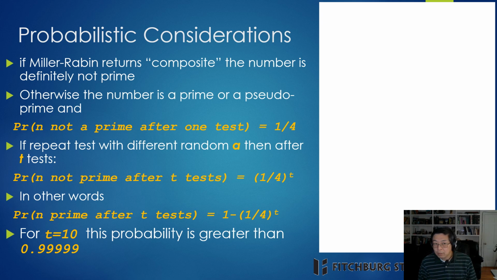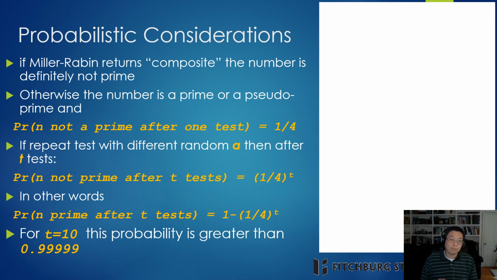If Miller-Rabin returns composite, that means n is not a prime. The other possible return value is "maybe a prime." So Miller-Rabin may return maybe a prime. Now you may think, still Miller-Rabin cannot say it's a prime number. It just says maybe a prime. What's the point of this?